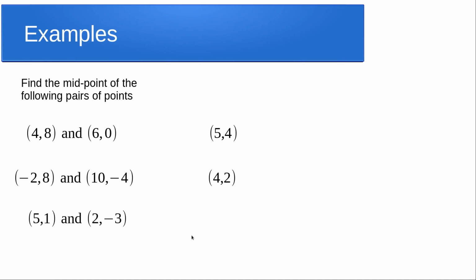And then we've got this one here. They're not always going to be whole numbers, so 5 plus 2 is 7, half of 7 is 3.5, or 7 over 2. And 1 and minus 3 is minus 2, and half of minus 2 is minus 1. So there we've got 7 over 2 and minus 1.